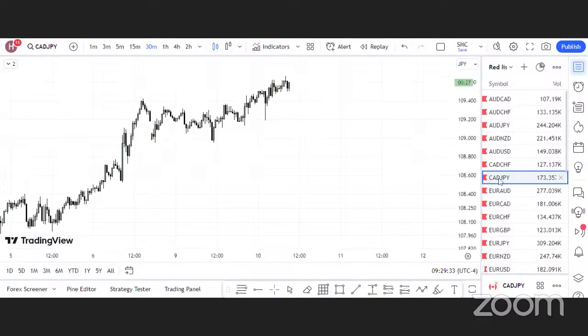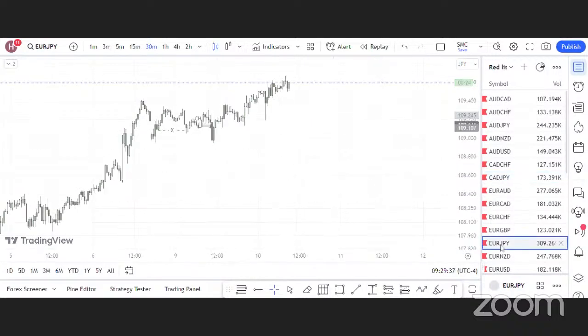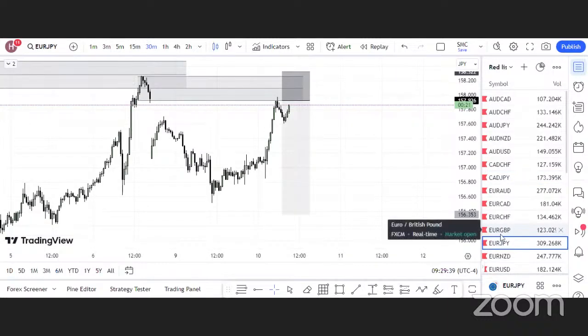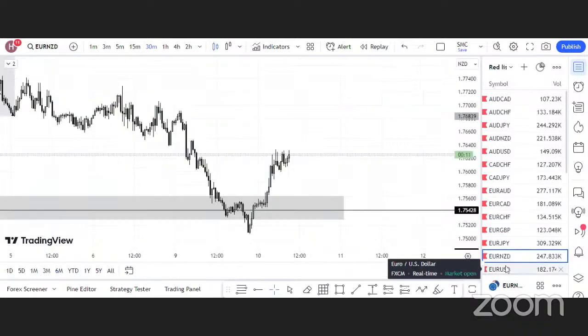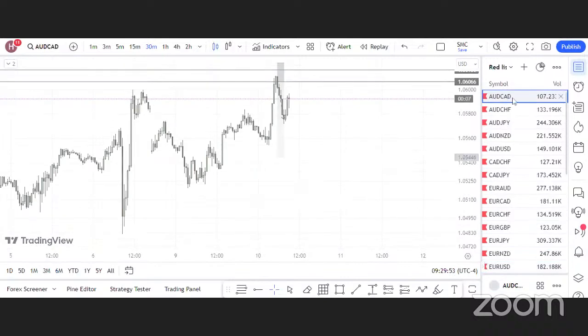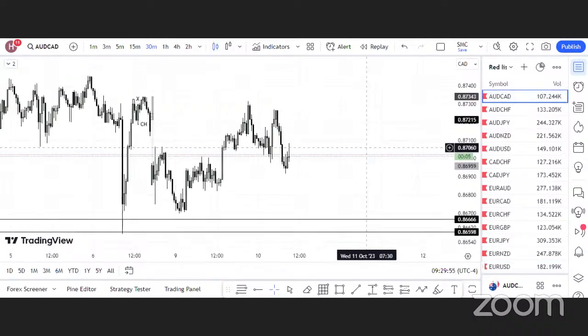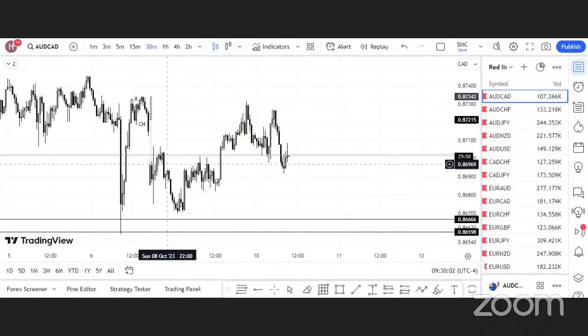So let's make analysis, all right? Let's see what is going on in the forex market. Let's start from AUDCAD. All right.